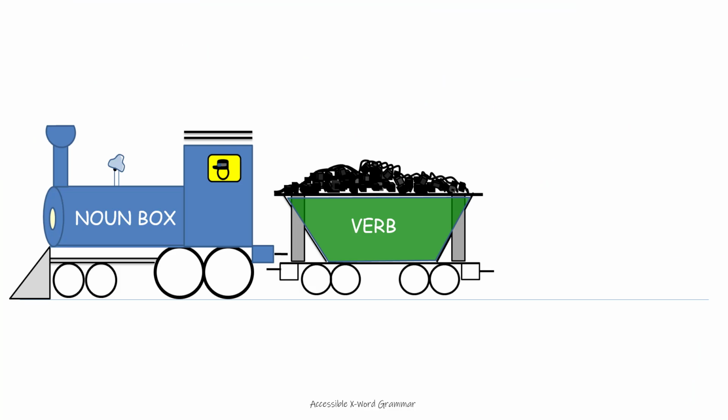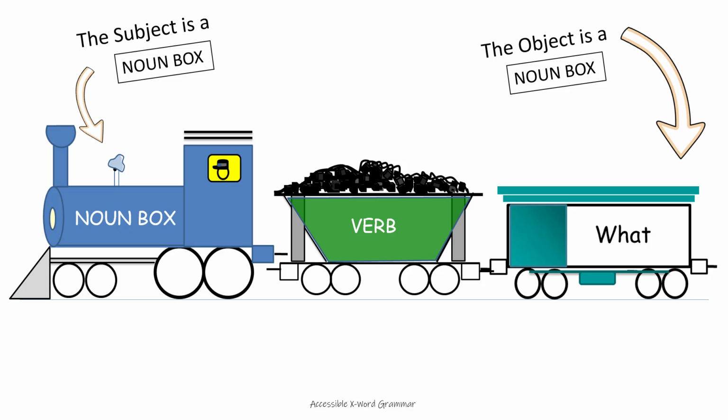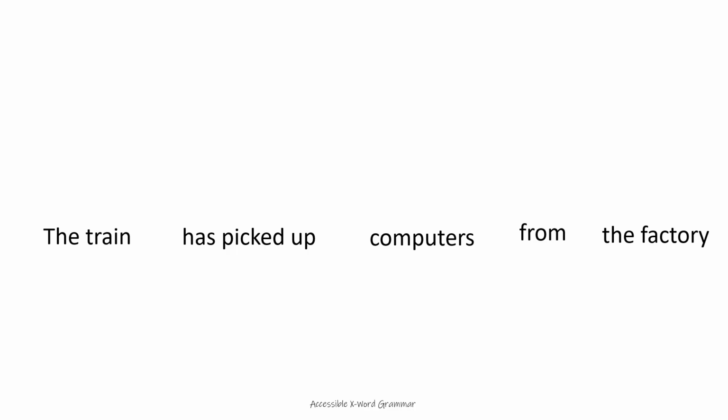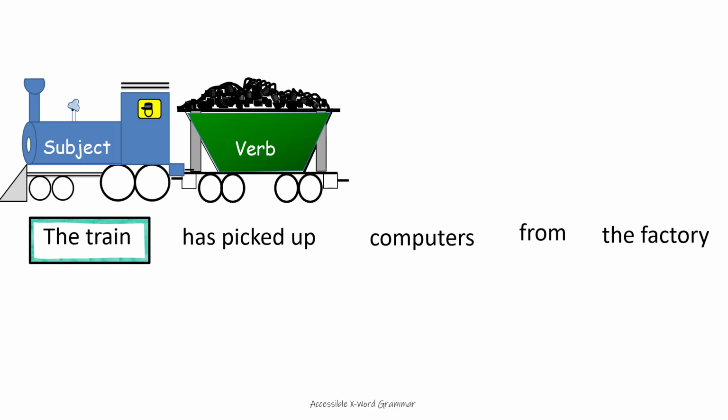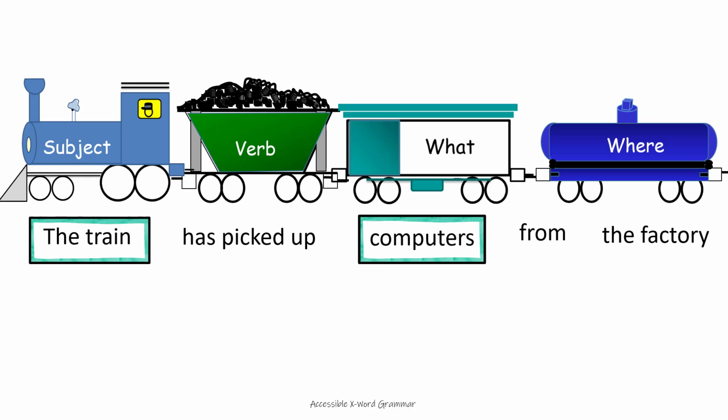In a typical English sentence, the third car of our train will answer the question, what? Traditionally, it is called the object. The answer to what is always a noun box with the same rules as the subject. It's like having another mini engine. Here's an example. This train has picked up what? Computers. The fourth car answers a different question, where?